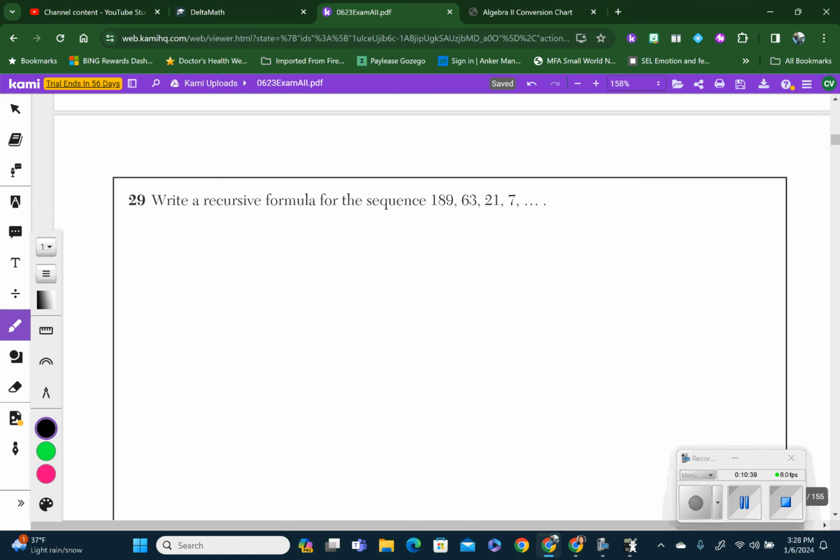Okay, so question number 29. If you literally just found the pattern here is dividing by 3, you would get 1 point out of 2. Hey, listen, I'll take a point over nothing. Recursive is from Algebra 1, so I'm going to put an A1 right here. And what that means is you have to rewrite it using a rule. So one thing you could do is you could say, okay, A1 is equal to the first term, 189.